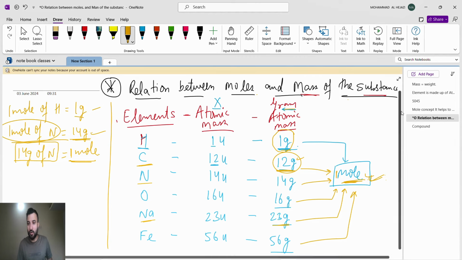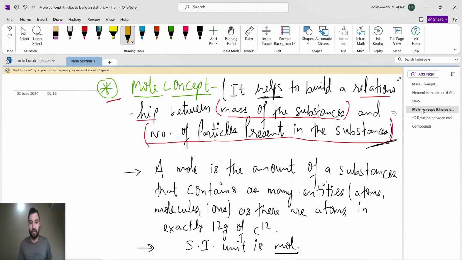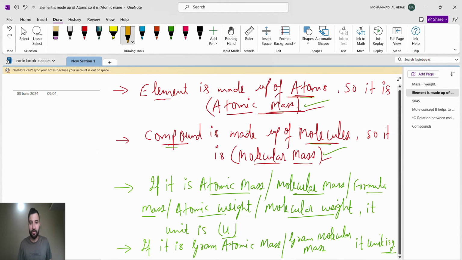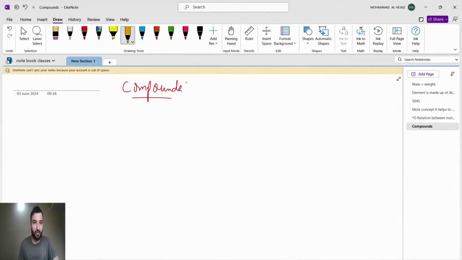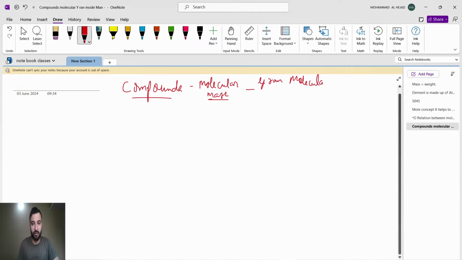Now we will write about compound. Compound is made up of molecules, so it's a molecular mass. For compound we will write molecular mass. Why molecular mass? Because compound is made up of molecules. If we express this molecular mass in gram, it will become gram molecular mass.